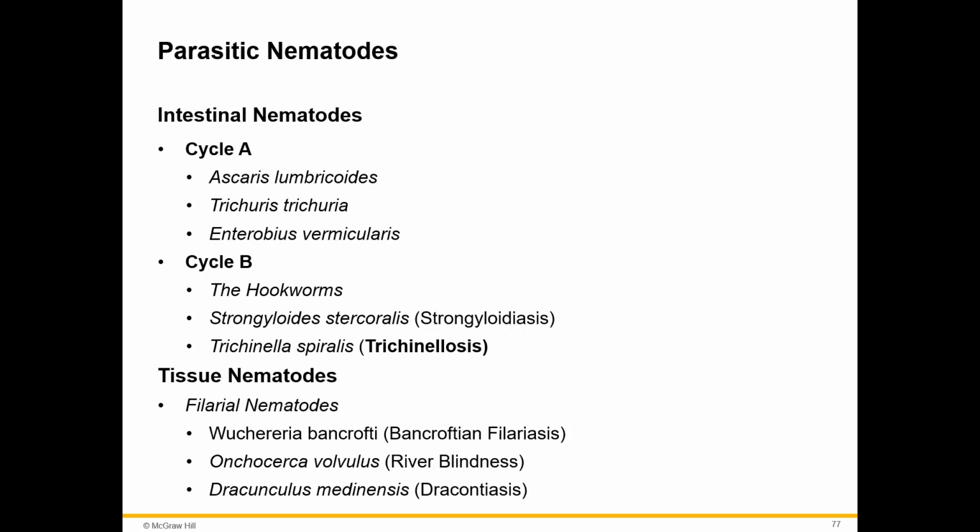Tissue nematodes, right? We've got Wuchereria bancrofti, or Bancroftian filariasis is what you could call it. And we've got Onchocerca volvulus, which causes river blindness. And then we've got Dracunculus medinensis, and this causes dracunculiasis.